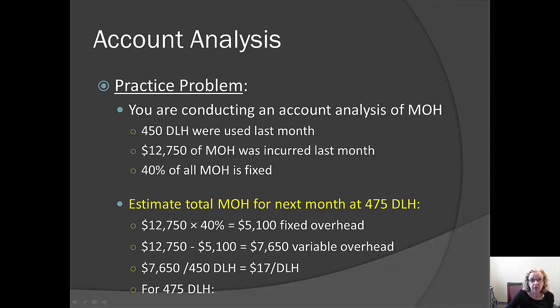Well, at 475 labor hours predicted for next month, that means we would expect to incur the same $5,100 of fixed overhead plus $17 per labor hour times the predicted number of labor hours. Altogether, that tells us that for next month we should budget about $13,175.